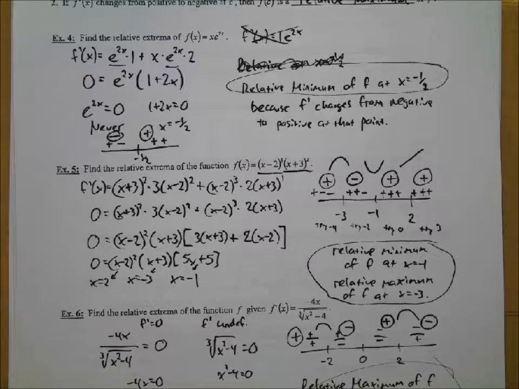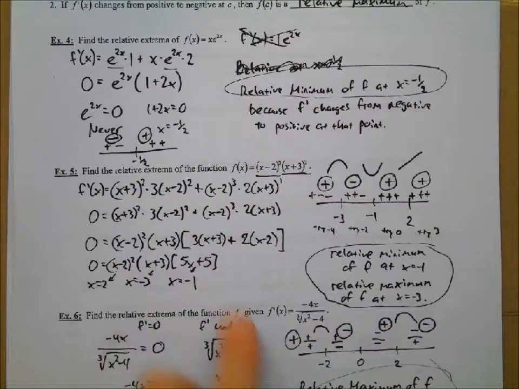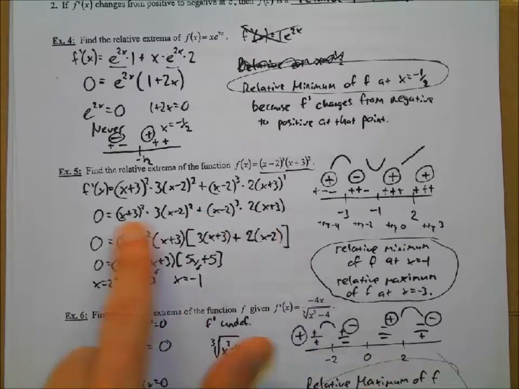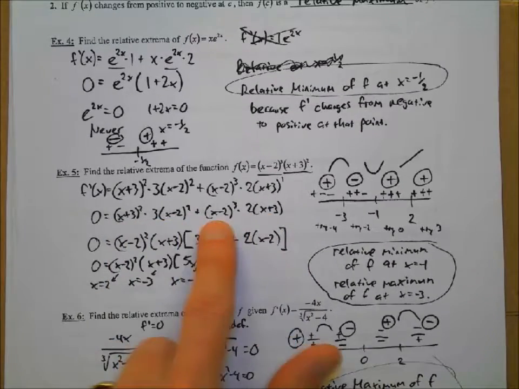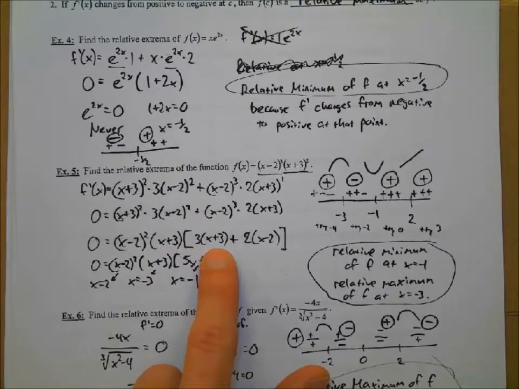So you take the derivative, product rule, there it is, set it equal to 0. Okay, there's some GCF here we can factor out. Both of them have an x plus 3 in common. Both of them have an x minus 2 quantity squared in common. So we factor those out, and what's left behind is a 3x plus 3, and then plus 2x minus 2.